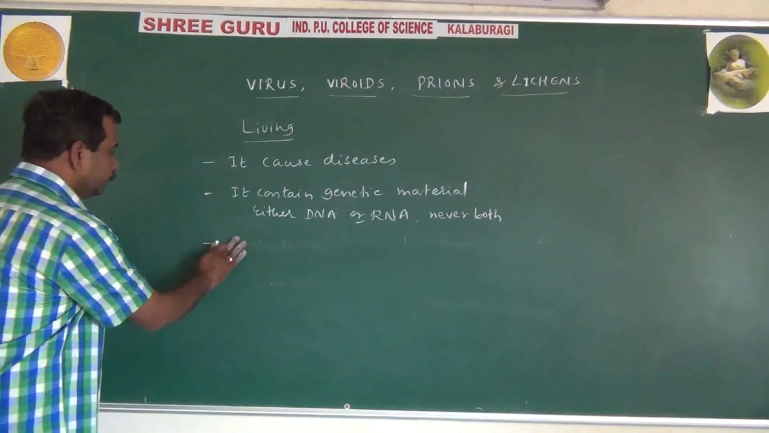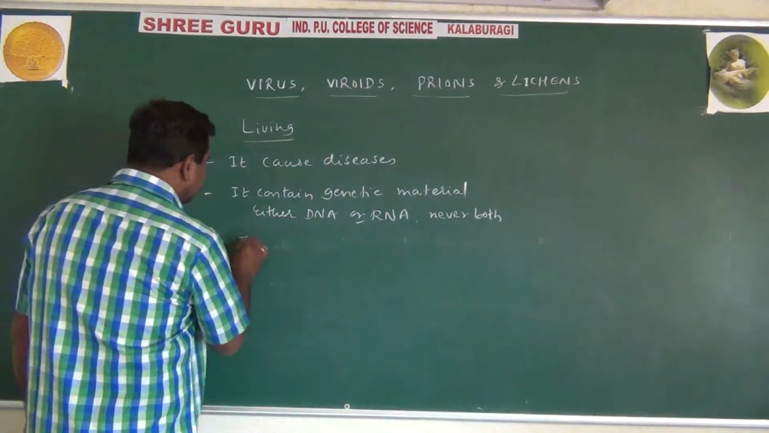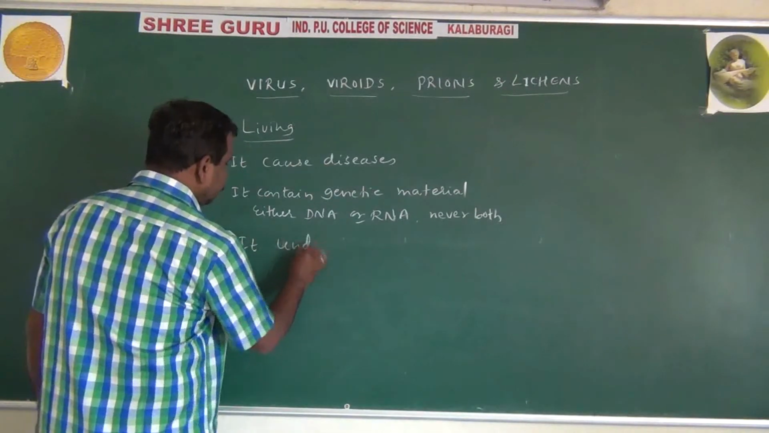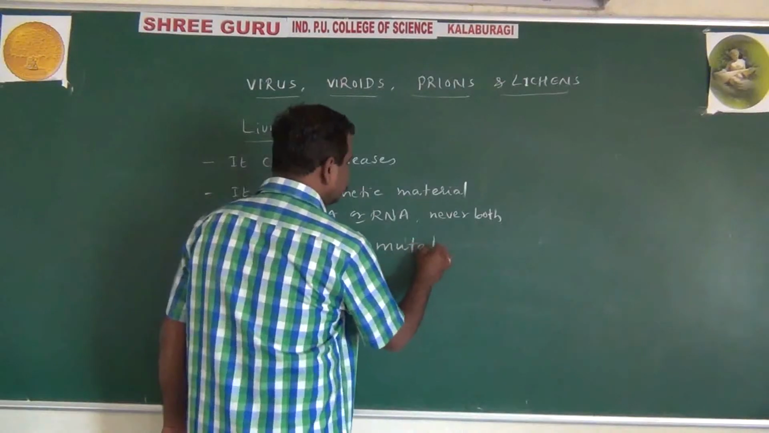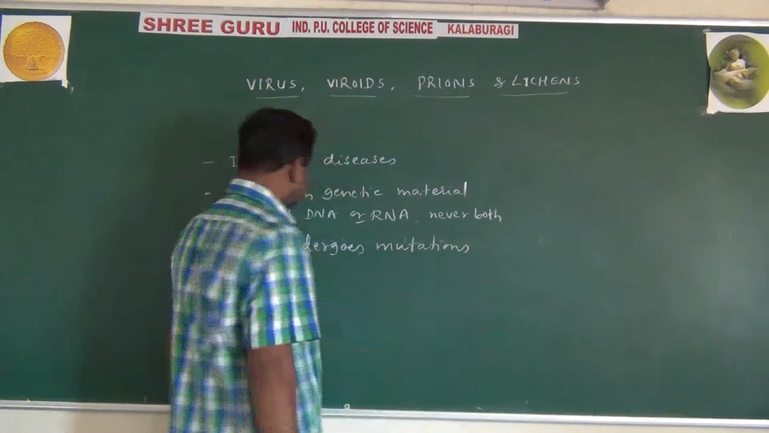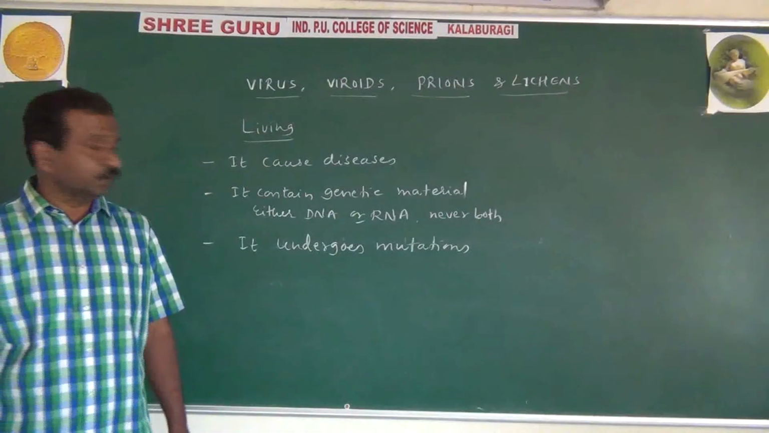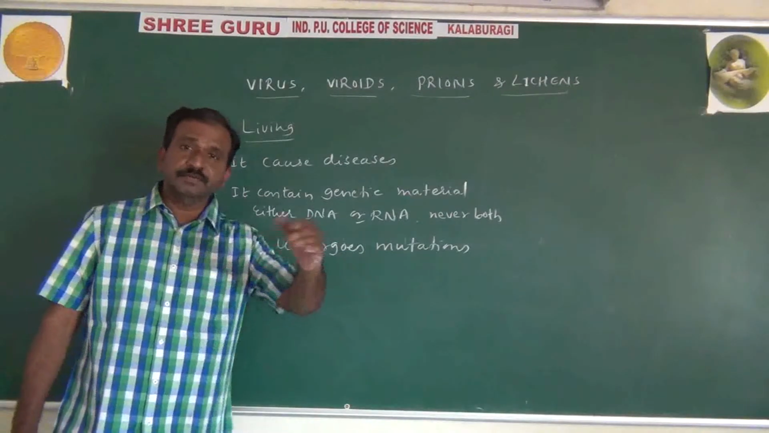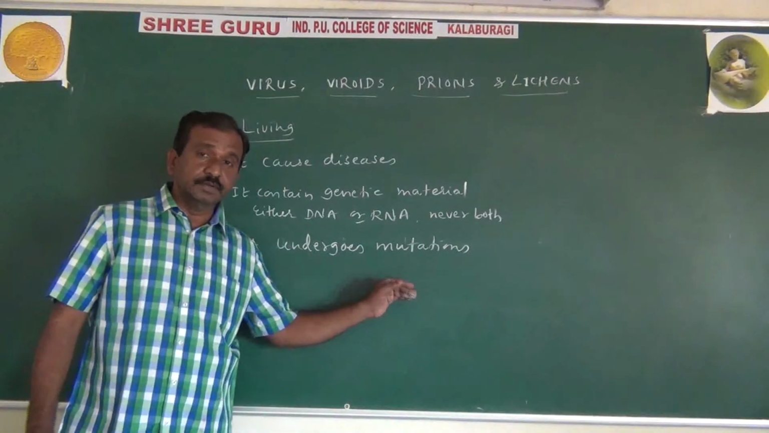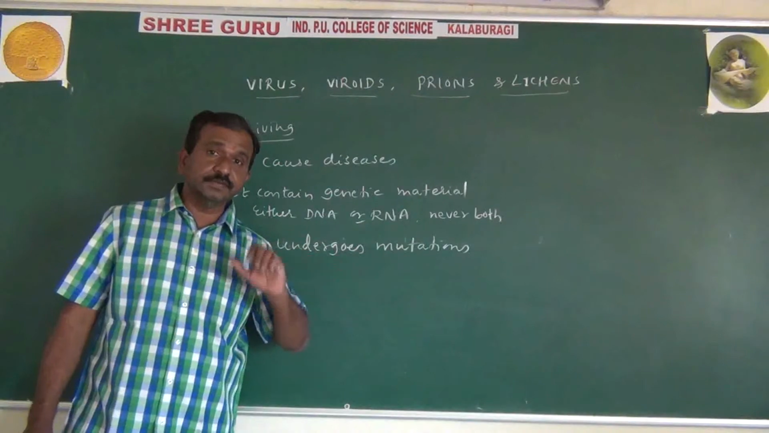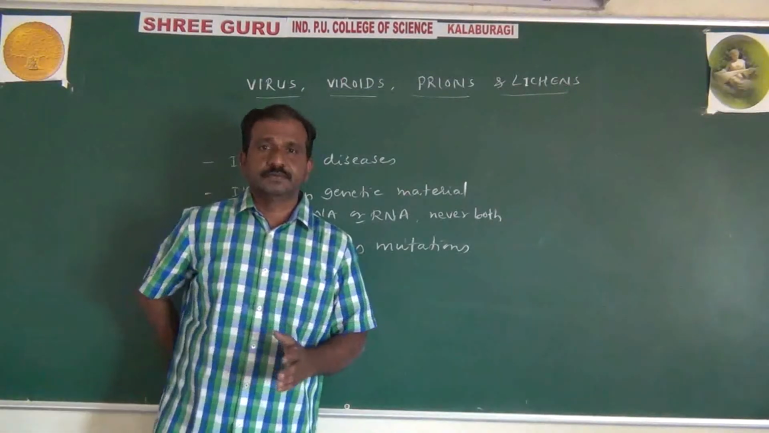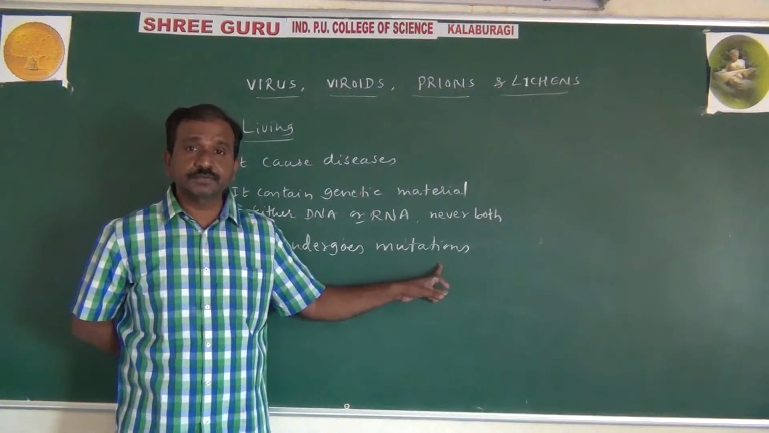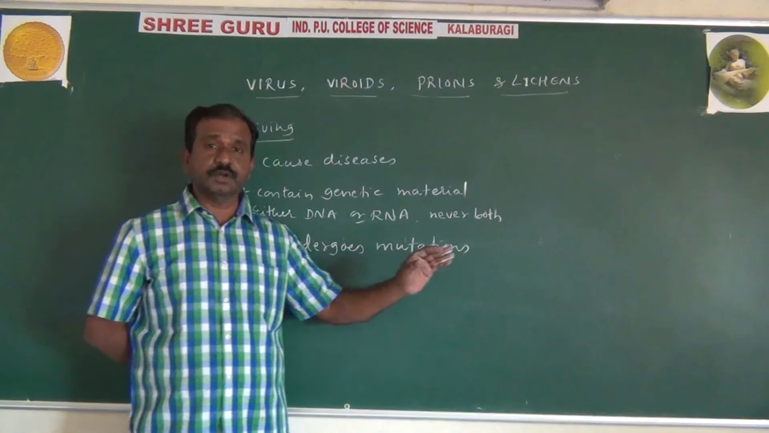Next, it undergoes mutations. Continuous mutation; mutation is a sudden change in the genes. So what will happen here? Once there is a sudden change in the genes, how does it take place? So far you have studied.